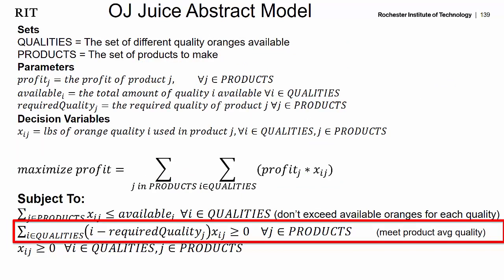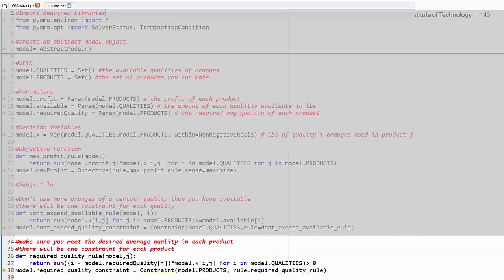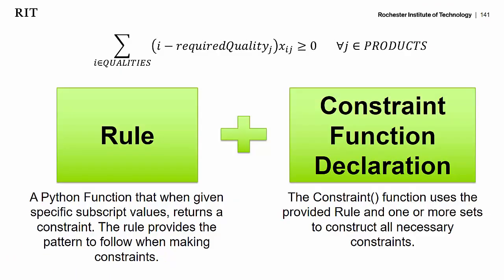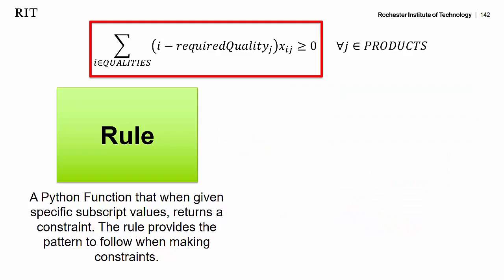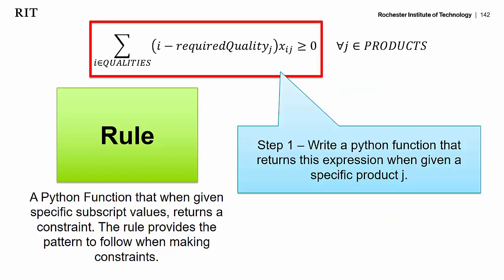So that was our first set of constraints, and now let's take a peek at this second set of constraints, the one that's making sure that we meet the required quality for each product. And that's these last 3 lines here. So again, our constraints are made up of a rule and a constraint function declaration. Our first part that we're going to be coding is our rule. So we're going to write a Python function that returns this expression that we've circled in red when we give a specific product j.